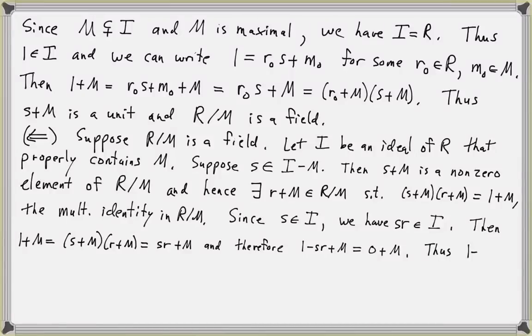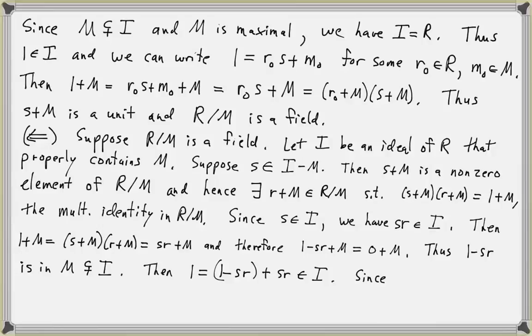So thus 1 minus SR is in M, which, remember, is properly contained in the ideal I. Then the element 1 can be written as 1 minus SR, which is an element of I, plus SR, which is an element of I. So this sum is in I. And therefore we can conclude that I is equal to R, since I contains a unit.